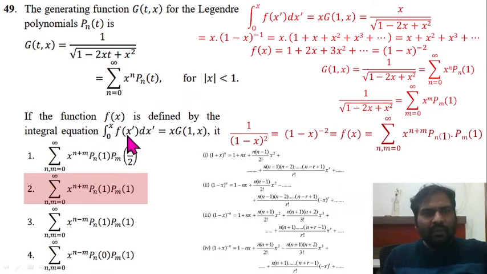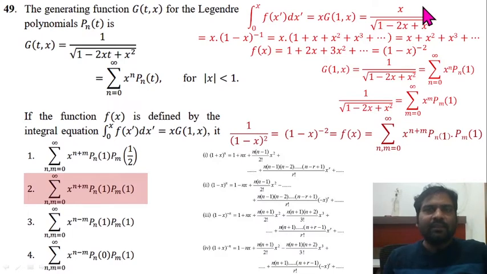Okay, so given that, the integral of f(x prime) dx prime is equal to x g(1, x). Put t equal to 1 here, then it will be x divided by square root of (1 minus 2x plus x squared). From where am I getting this? By putting t equal to 1 here. So this is equal to 1 minus x.